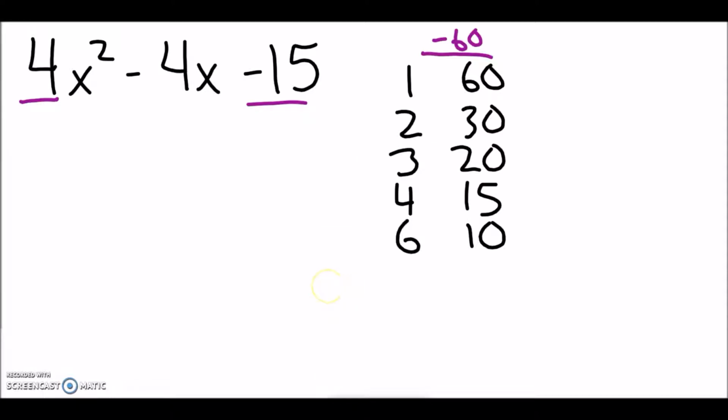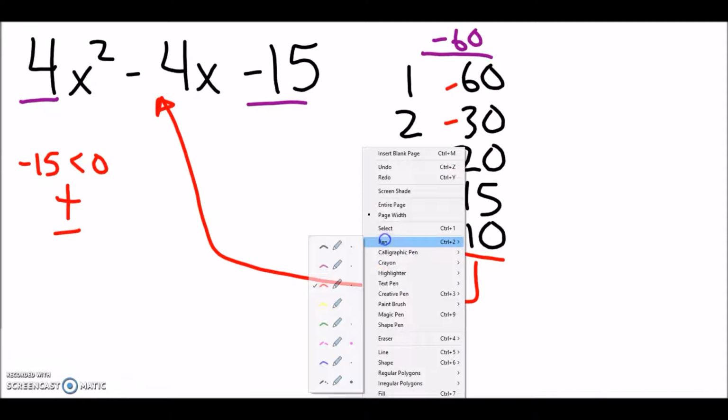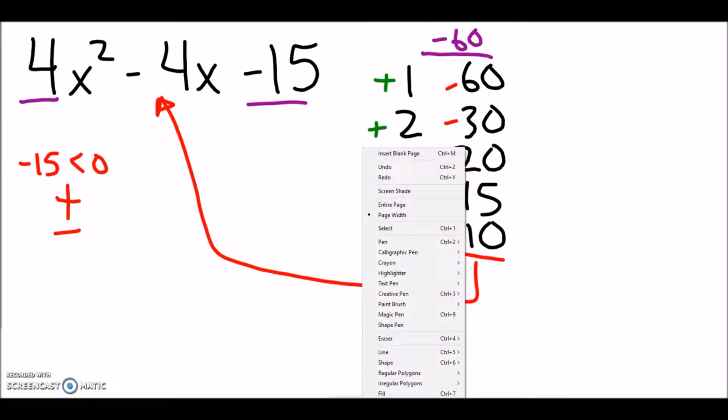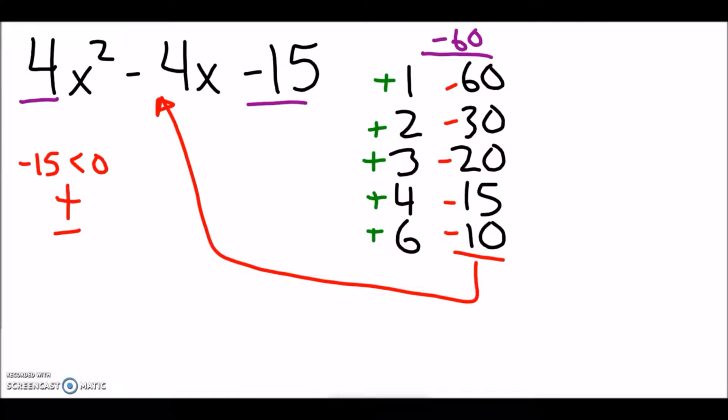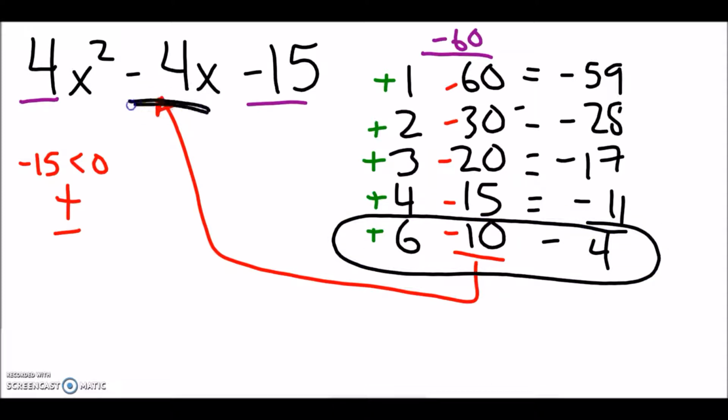Look at C. Negative 15 is obviously less than 0. That means I need a positive column and a negative column. My right column, my large column, gets its sign from there. Negative, negative, negative, negative, negative. And I don't need to write it, but I will. Positive, positive, positive, positive, positive, because they have to be different. Add my rows. Step 4. Negative 59, negative 28, negative 17, negative 11, negative 4. Which row adds to my B term? There.